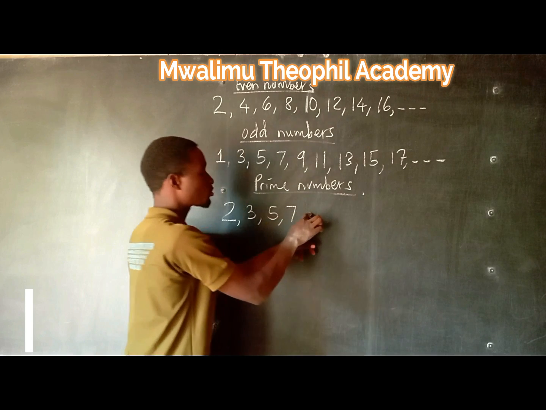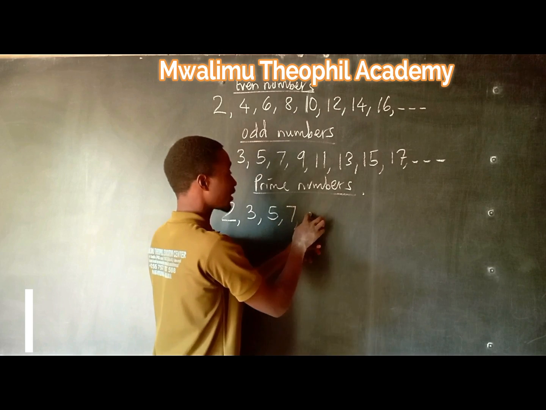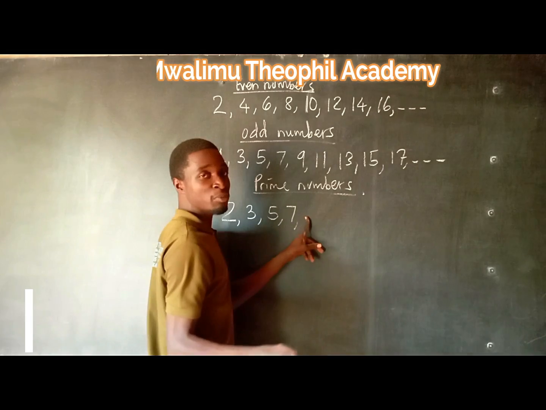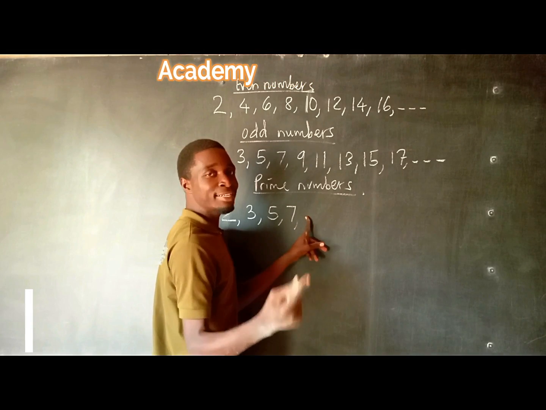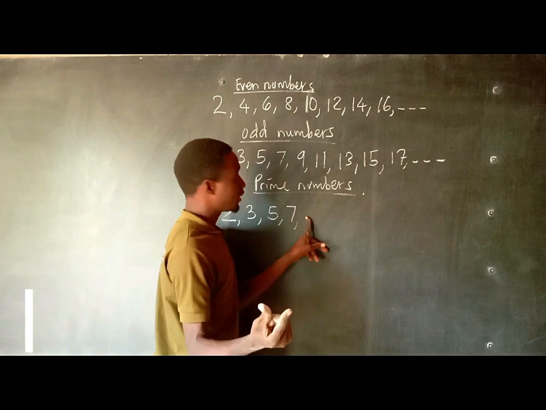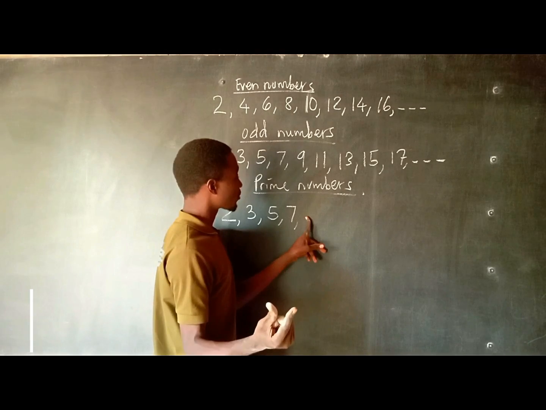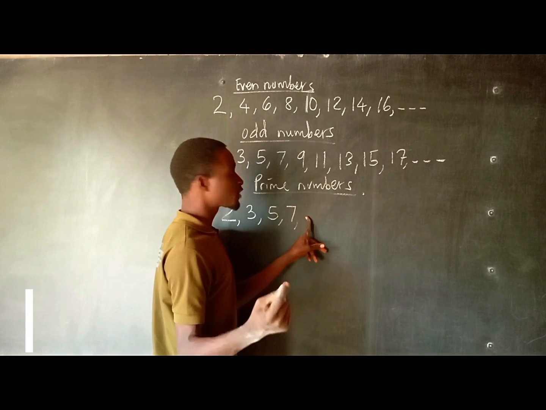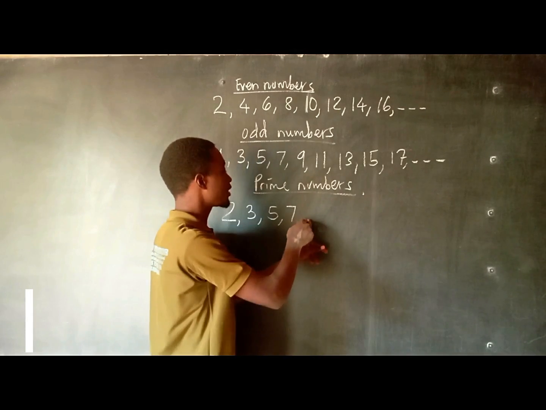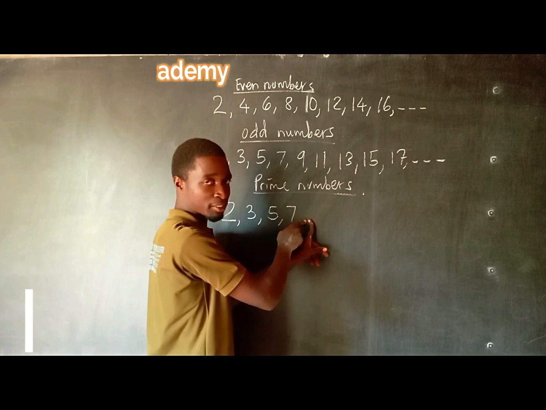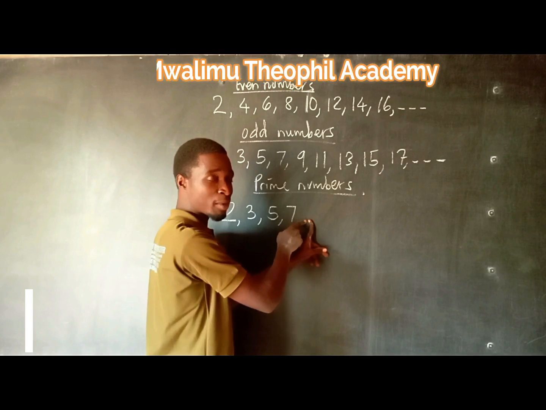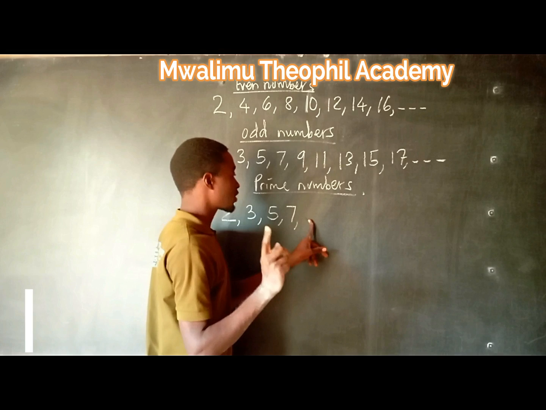Now, 9 is not a prime number. 9 is not a prime number because it is divisible by 1, by itself, and by 3. So, it has violated the rule. If it would not be divisible by 3, it could be included among the list of prime numbers. But as 9 is divisible by 3, it means that it is not a prime number.